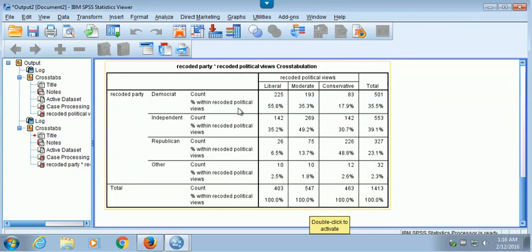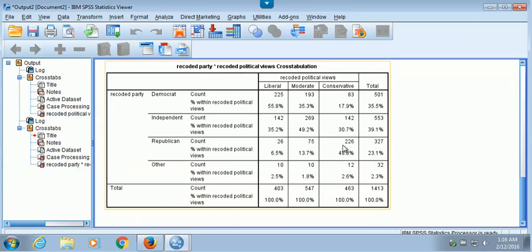And if you go across again, you'll see Democrat and liberal are very, very high. Your independents are oftentimes associated with your moderate political views. Your Republicans are affiliated with your conservative views. And so again, we come to pretty much the same conclusion. You see these high numbers across this diagonal right here. And so again, Democrats are more likely to be liberal, moderates are more likely to be independent, and Republicans are more likely to be conservative.